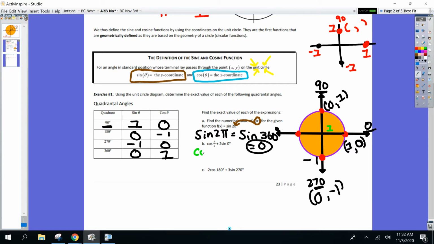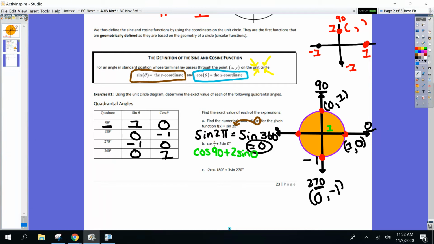Cosine of pi over 2? Pi over 2, that's radians. Anybody? Pi over 2 in degrees? We wrote them down yesterday. What do we got? 90. Cosine of 90 plus 2 times the sine of 0.